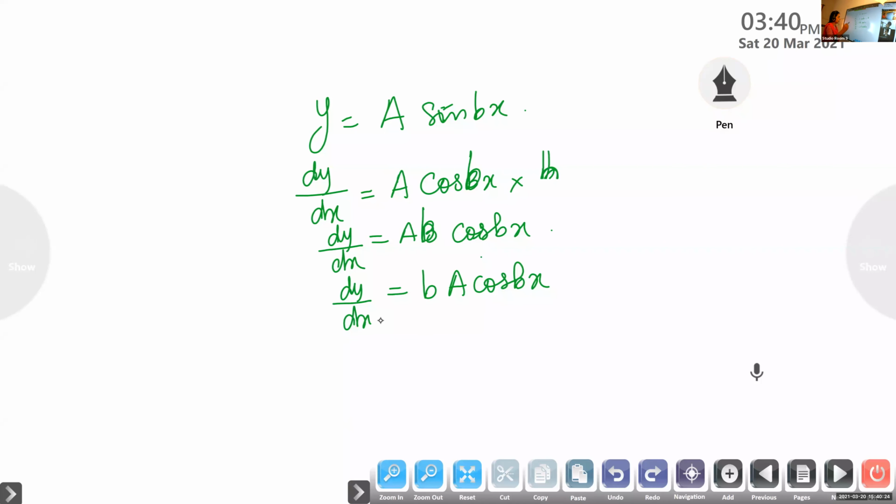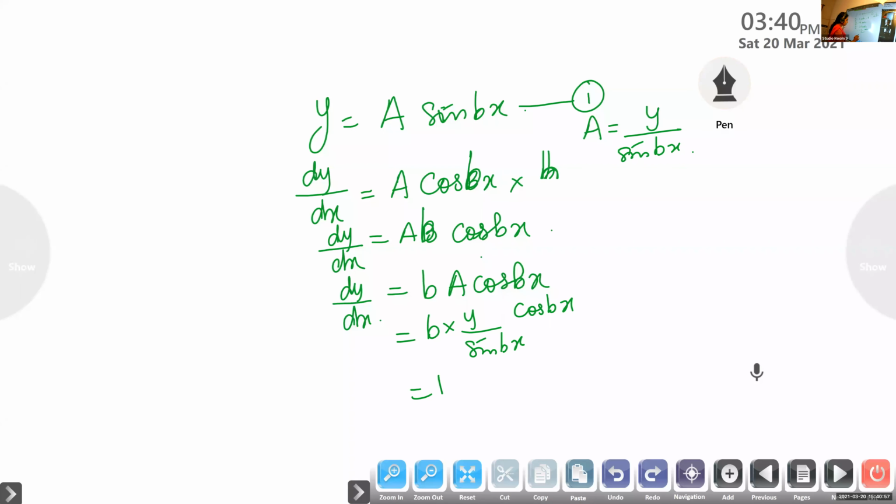y is a sine bx is the given equation. On differentiating one time, we are getting ab into cos bx. From here, what is the value for a? From the first equation, what is a? a is y by sine bx, children? So substitute for a: b into y by sine bx into cos bx.